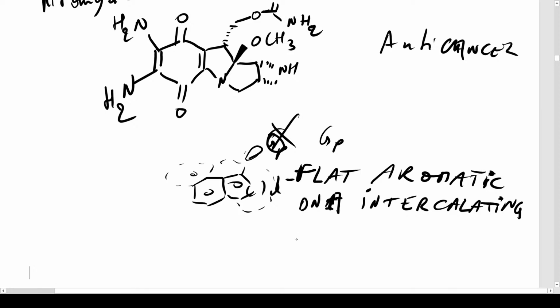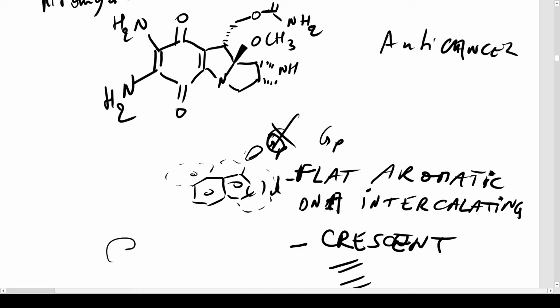Flat aromatic, it's a DNA alkylator. But if it's crescent, it's specific to the double helix, because the DNA is double helical. So you have the minor groove and the major groove. It goes mainly inside the minor groove, and the DNA, you see, has a curvature, like this.